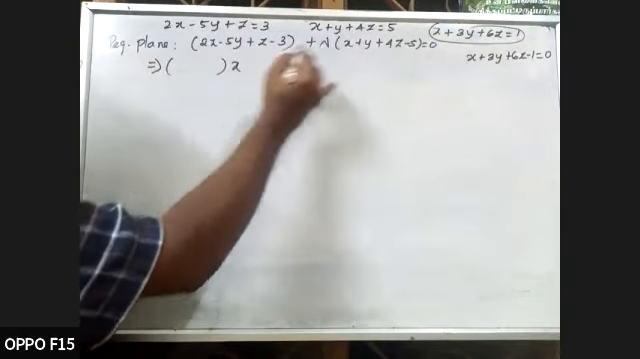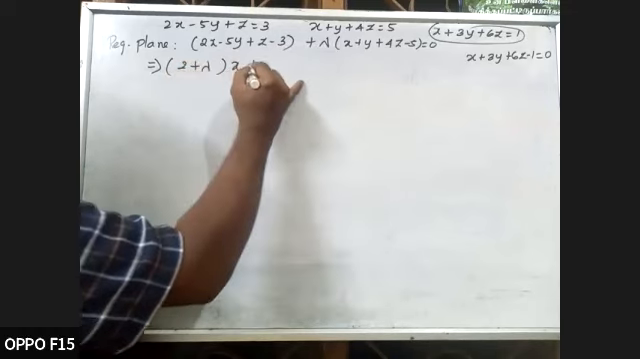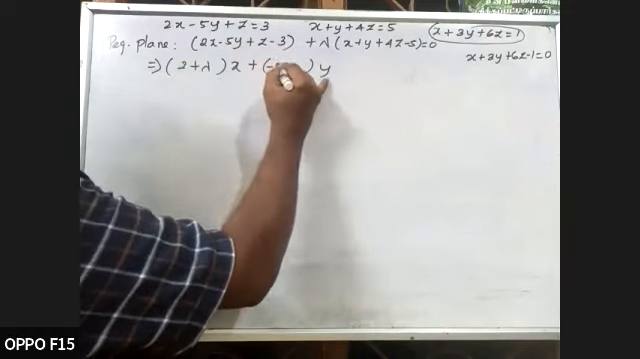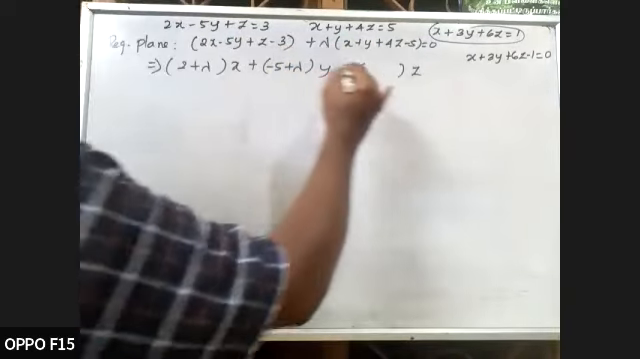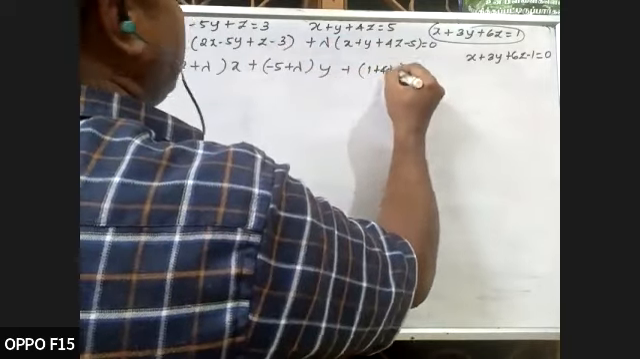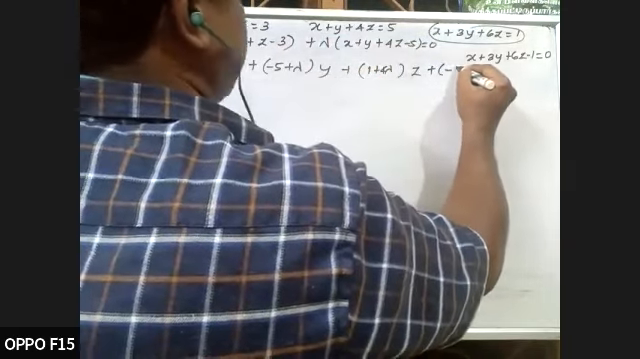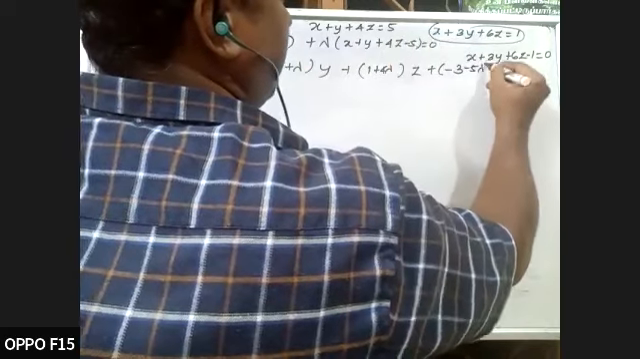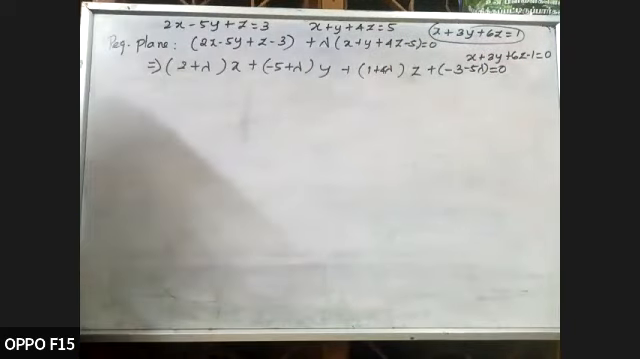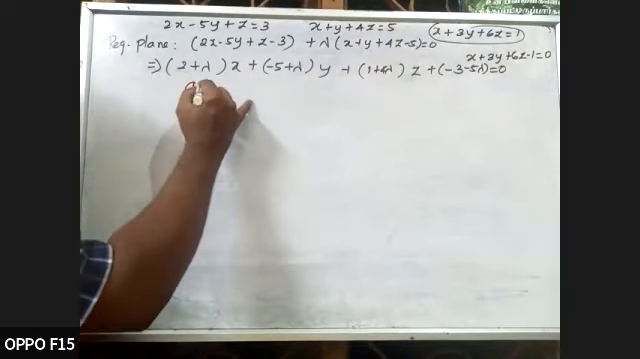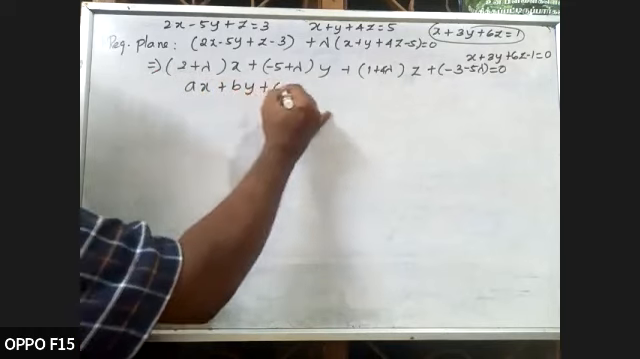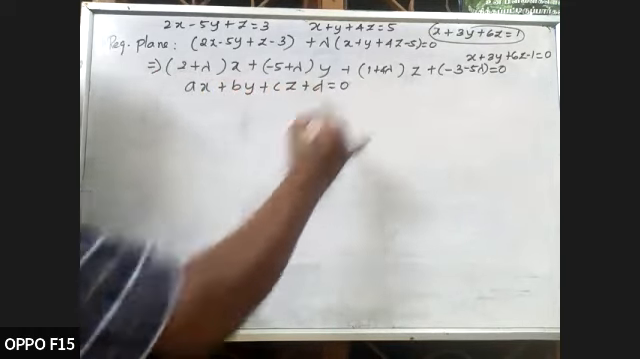If I take x common, we get 2 plus lambda. If I take y common, we have minus 5 plus lambda. If I take z common, 1 plus 4 lambda. Next, the constant term is minus 3 minus 5 into lambda. Does everybody understand this? Can you follow this? A very easy step. The lambda terms are brought into the form of x, y, z and constant. This is of the form ax plus by plus cz plus d equal to 0, the general equation of the plane.